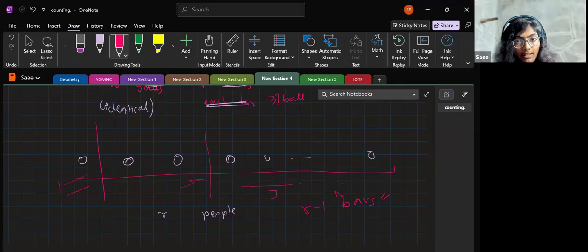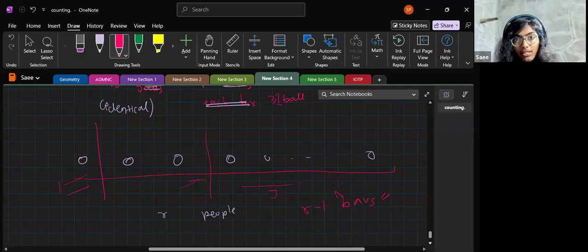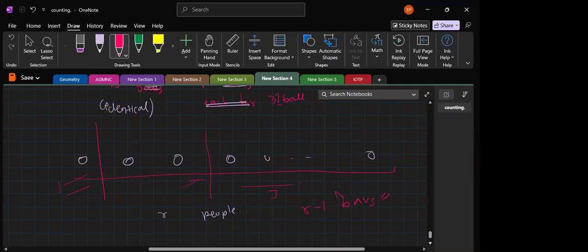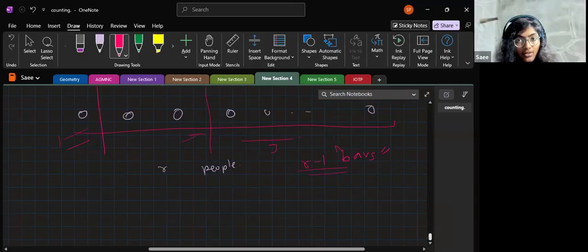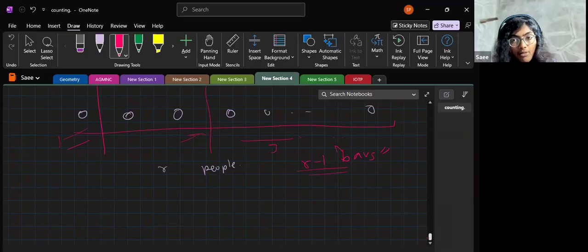And where am I allowed to put the bars? Can I put a bar here? Can I put two bars over here? This is the idea that we're going to try. So think more along these lines. You want to put r minus 1 bars. Bars should not coincide. Yes, they should not be in the same gap.